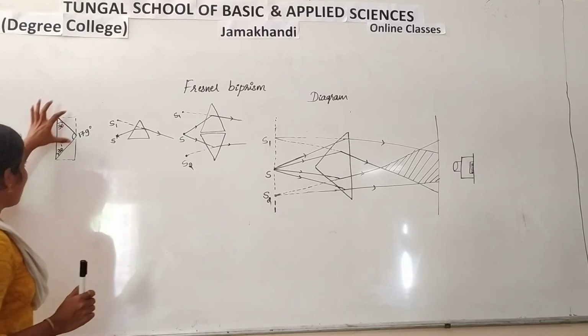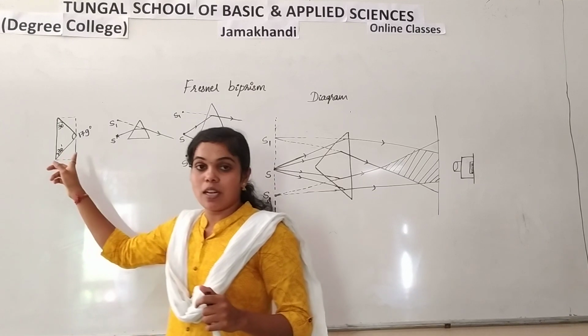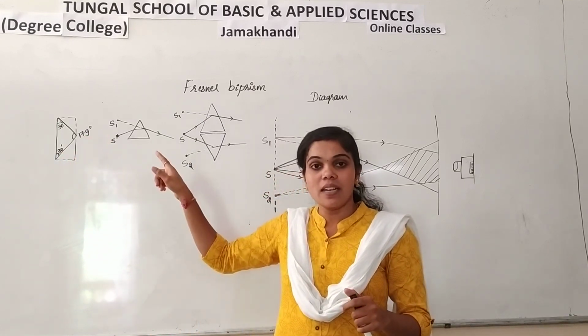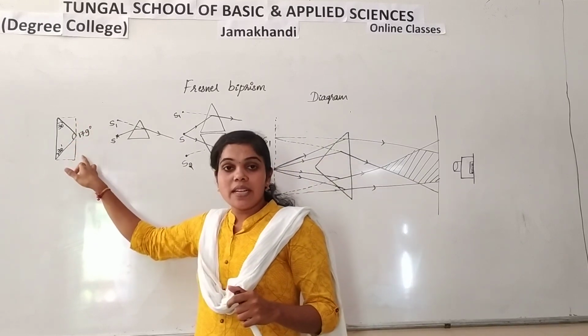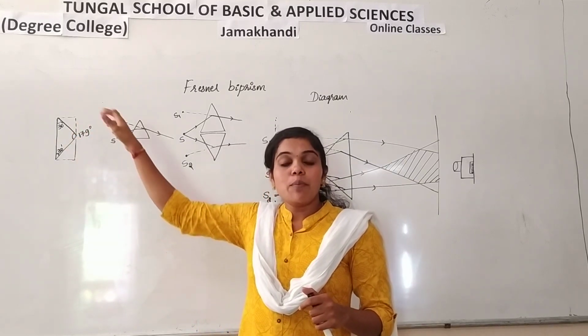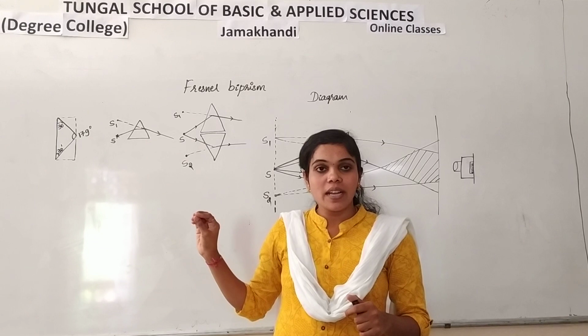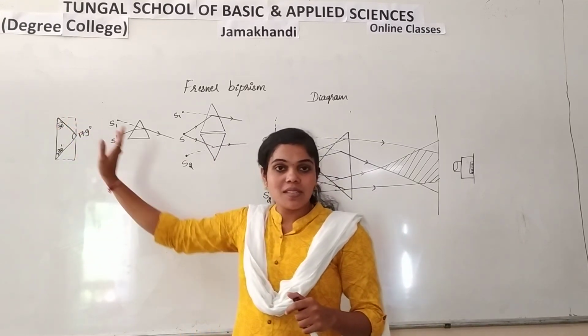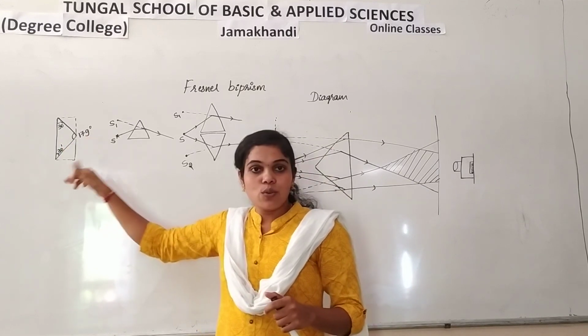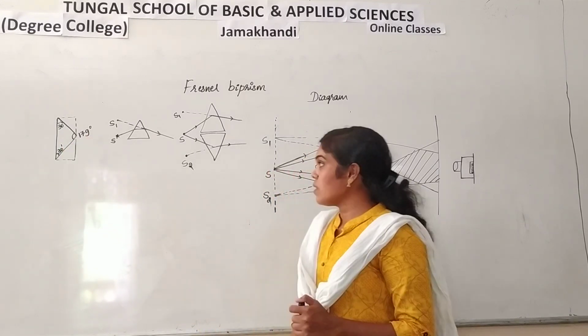So in practice we are going to use this setup, that is, a thin glass plate is taken and here one side acts as the base and the other two sides are polished till a prism is formed with an obtuse angle of 179 degrees and the other two angles are 30 minutes each. So this setup we are going to use in the experiment.